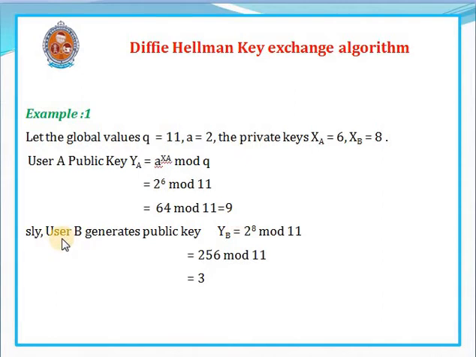Similarly, user B also generates his public key YB equal to 2 to the power of 8 mod 11. 2 to the power of 8 means 256, so it becomes 256 mod 11, and that is equal to 3. So user A public key is 9 and user B public key is 3.